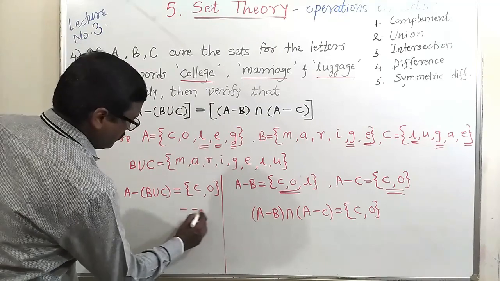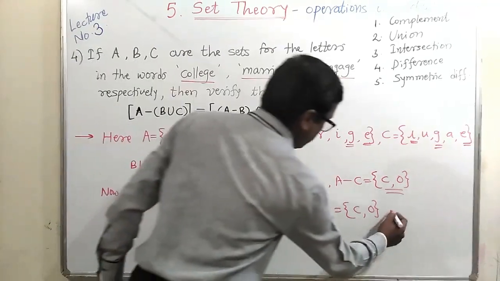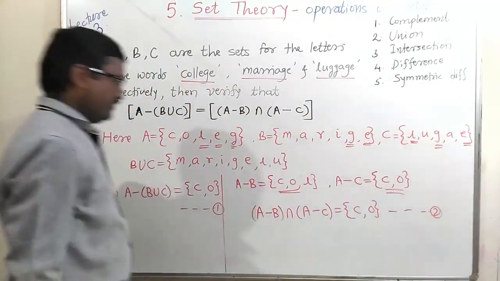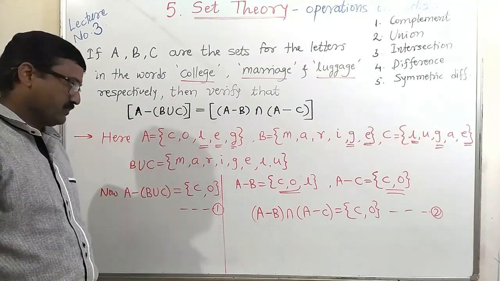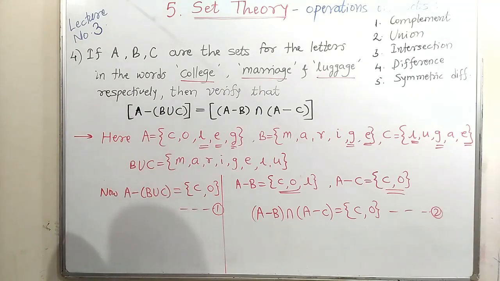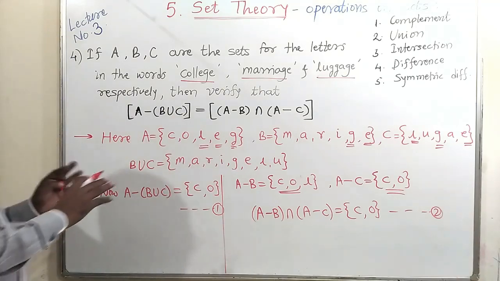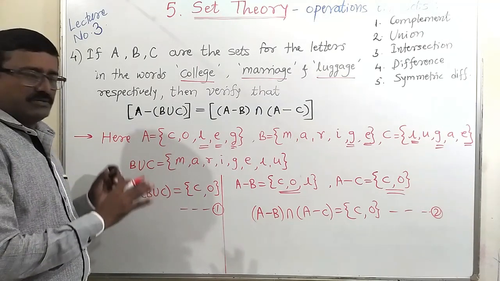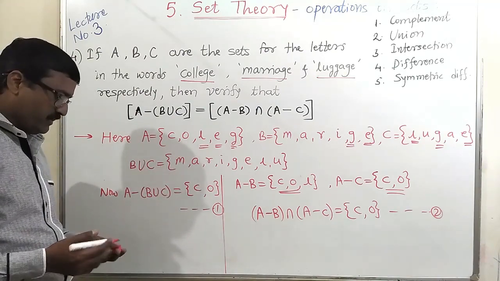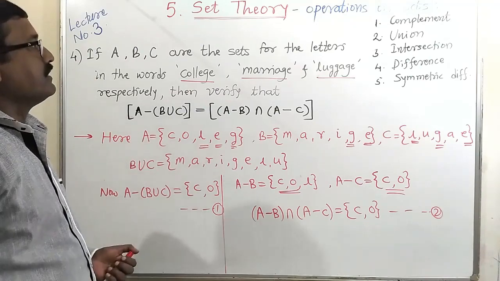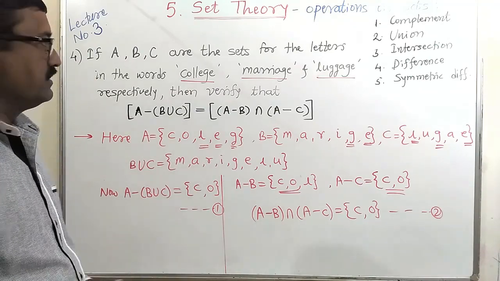So from this we can give the numbers first and second. From 1 and 2, this set is equal to this. Okay, that is the verification. This is performed without drawing any Venn diagram. You can also draw a Venn diagram with this expression to better understand. Okay, let us see the next, example number 5.